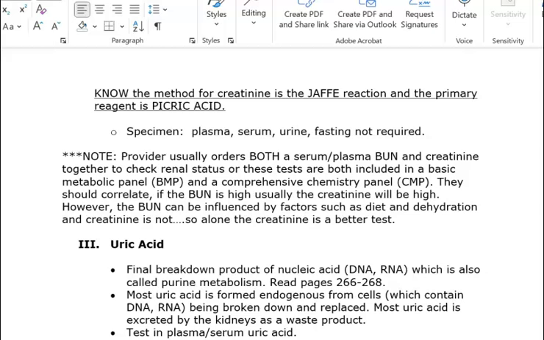Also, something of note, providers usually order both a serum BUN and a creatinine together to check the renal status. These tests are both usually included on a basic metabolic panel or a BMP and a comprehensive metabolic panel or a CMP. They both should correlate. If the BUN is high, usually the creatinine is going to be high. However, the BUN can be influenced by factors such as a person's diet or dehydration, and the creatinine is not. So alone, creatinine is a better test if you're just going to do one.